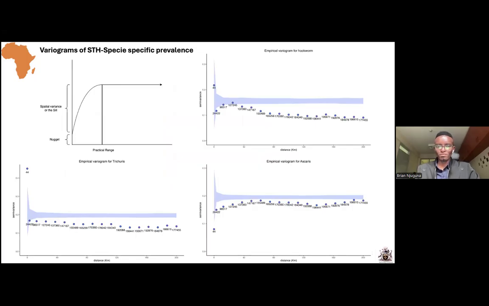So one of the foundational principles of geostatistical modeling is Tobler's first law of geography, which states that everything is related to everything else, but near things are more related than distant things. So what this means is that for a spatial data set like the one we have for STH infection, schools that are closer to each other will tend to have similar prevalence values as compared to schools which are far apart. So that's the foundational principle of geostatistical modeling.